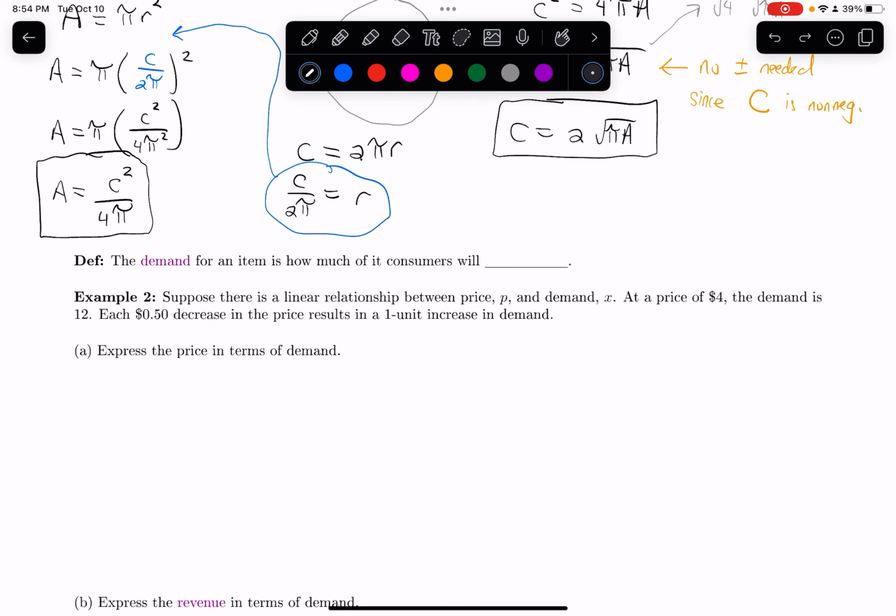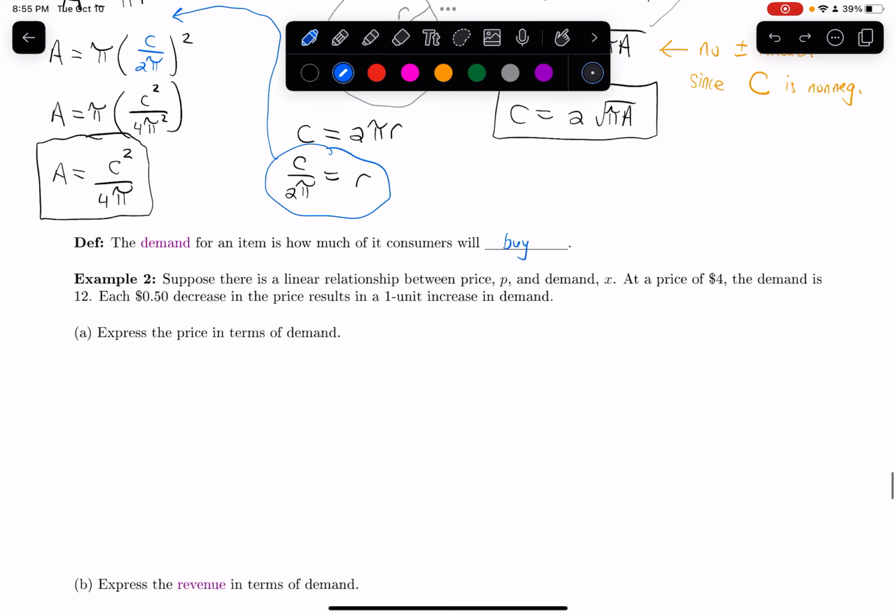Before I do that, let's talk about a definition. The demand for an item is how much of that item consumers will buy. Imagine there's some seller or company selling some item, and they charge some price for it. The demand represents what quantity, how much of it, people are going to buy. Okay, let's do an example.